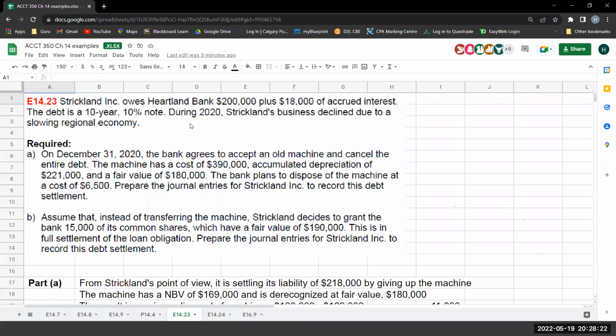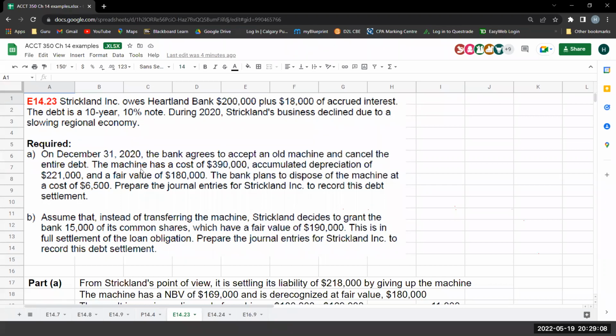And it's likely the company's in bad economic shape. So there are two requireds here. In the first case, on December 31st, 2020, the bank agrees to accept an old machine and cancel the entire debt. So really what's happening? The bank says, hey, we need our money. Strickland says, I don't have any. The bank says, okay, I'll have to take something of yours. Strickland says, do whatever, be my guest. The bank says, I'm going to pick up a machine. I'm laughing, but things happen sometimes to businesses, and that's what happened here.